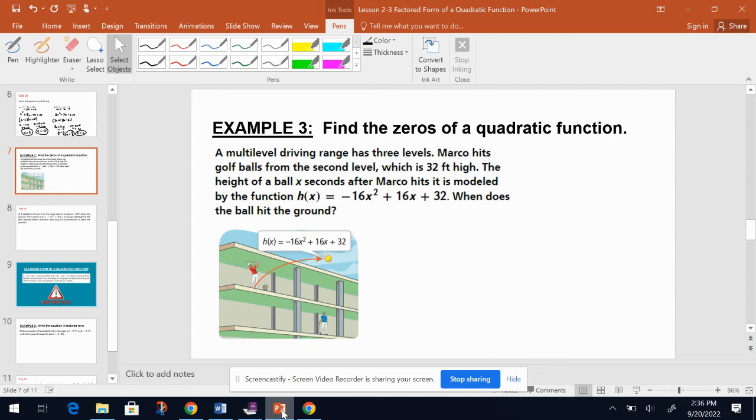All right, so this second part of the video, or second video, is going to be some word problems and then some other types of problems that we're going to look at in our Savas homework. So this one says, find the zeros of a quadratic function.